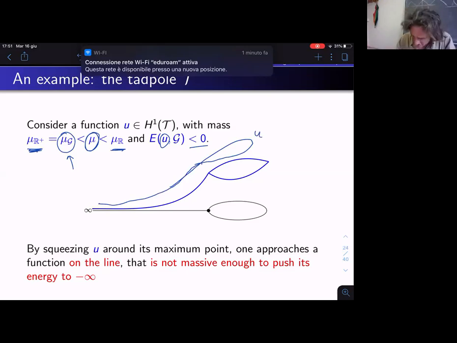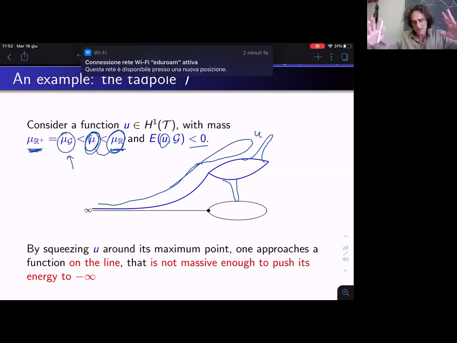It is not simple because the graph must remain the same, so the stretching must be organized. But however you decide to organize this stretching, what happens is that sooner or later the stretched function will be concentrated mainly on a small interval, so it will become like a function on the line, not on the half line. And so you end up approximately with a function which sits on the line, but whose mass is less than the critical mass of the line. So you cannot go to minus infinity.